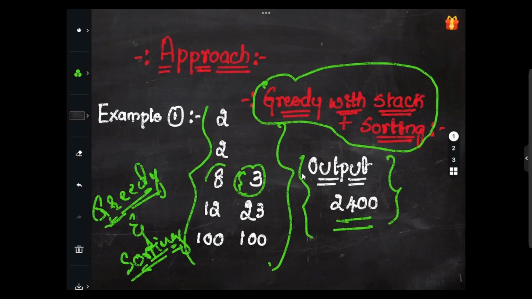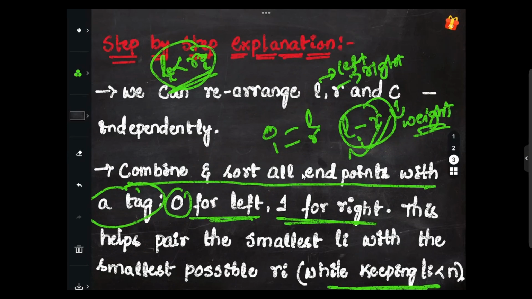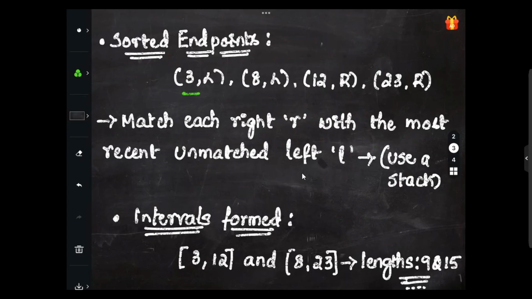First comes the 3, then the 8, then 12, then 23. These are the intervals we have. Here we are going with 3, 8, 12, 23: left, left, right, right. Basically we have sorted them in ascending order: 3, 8, 12, 23. Left, left, right, right. So this is fine.